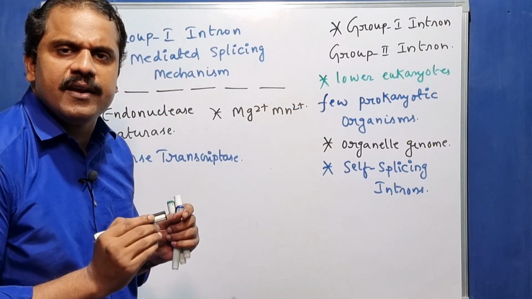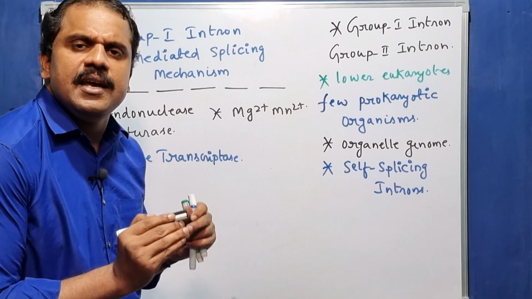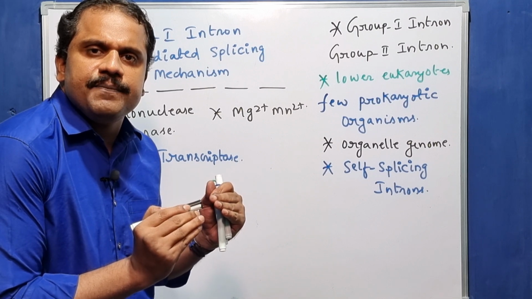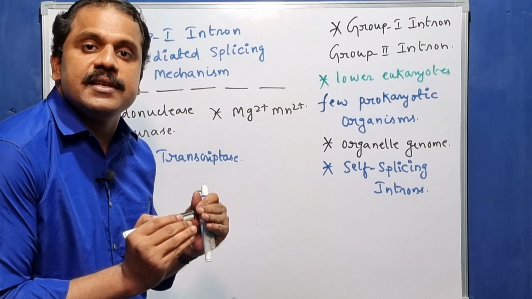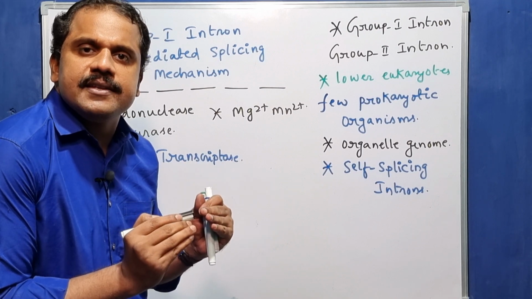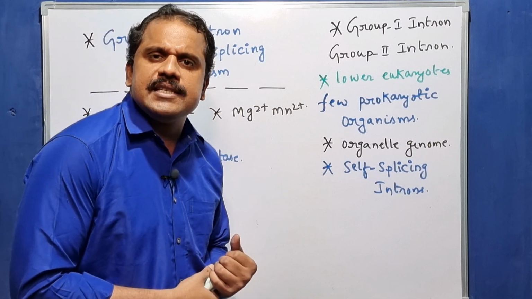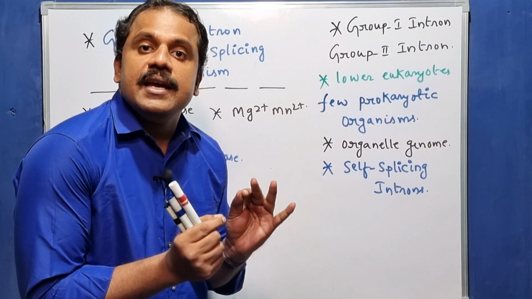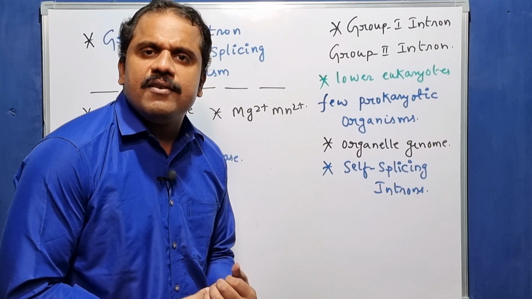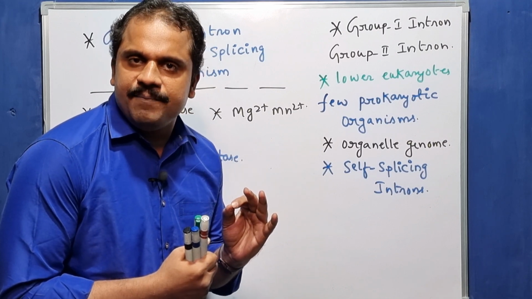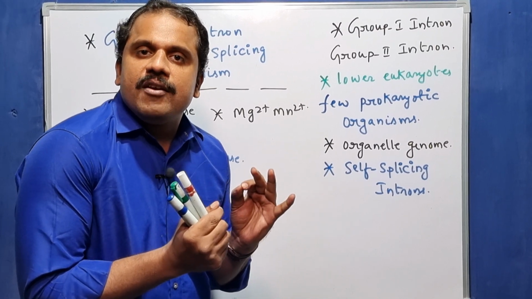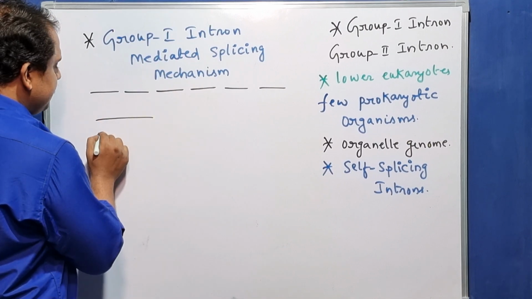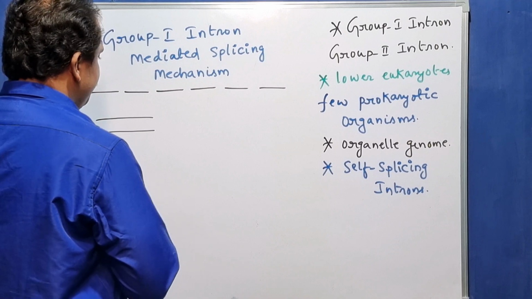In order to organize the splicing process, the group 1 introns and group 2 introns, instead of taking the advantage of the self-splicing strategy, take the advantage of certain protein factors like endonuclease, maturase, and reverse transcriptase. In addition to these protein factors, they take the advantage of certain divalent cations like magnesium and manganese. Is it clear? So at first we will be studying the group 1 intron mediated splicing mechanism. Let me arrange the things here. Here it is nothing but the double stranded genomic sequence, right?